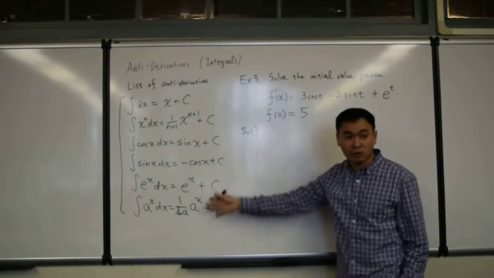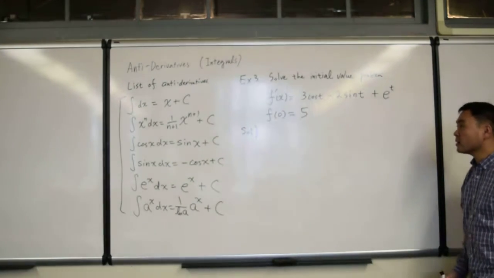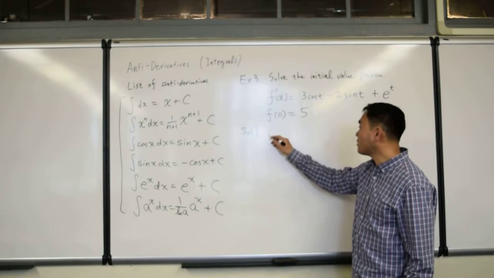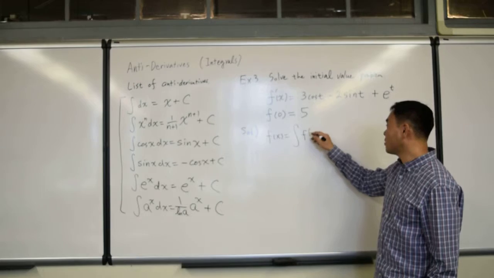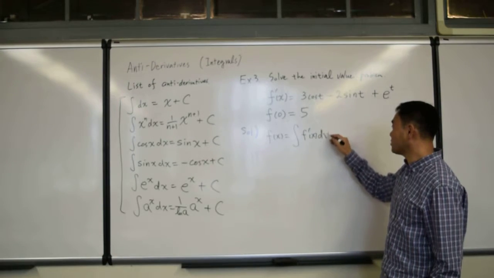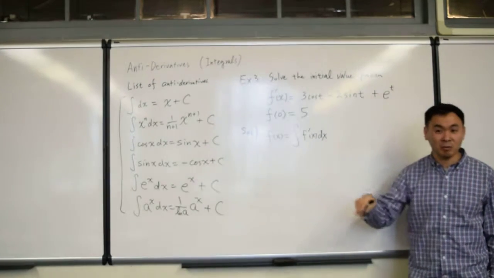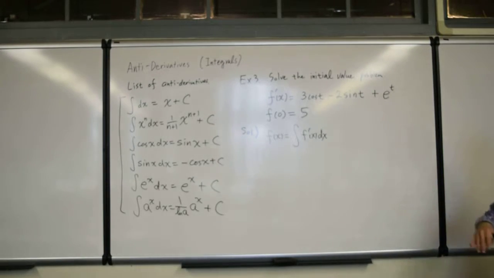And we can make use of these lists that we created. So first of all, f is the antiderivative of its derivative. If you take the derivative and you do the opposite thing, you're going to recover your f.